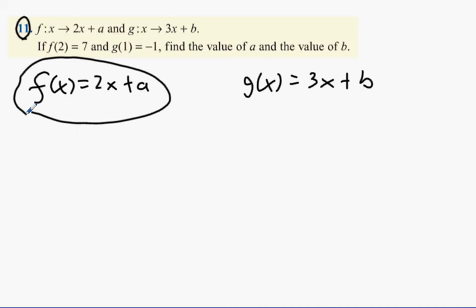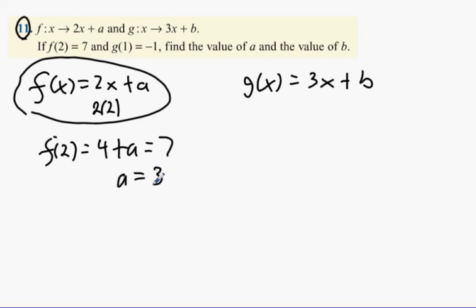So, therefore, input is 2, output is 7. So, f of 2 is what, guys? F of 2 is 2 by 2, which is 4. 4 plus a equals 7, what does a have to be? 3. It's not too bad. What about the next one?